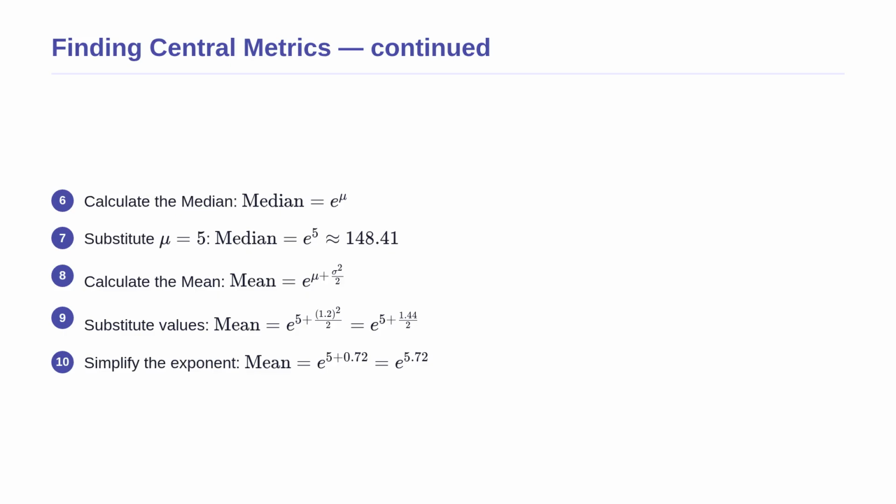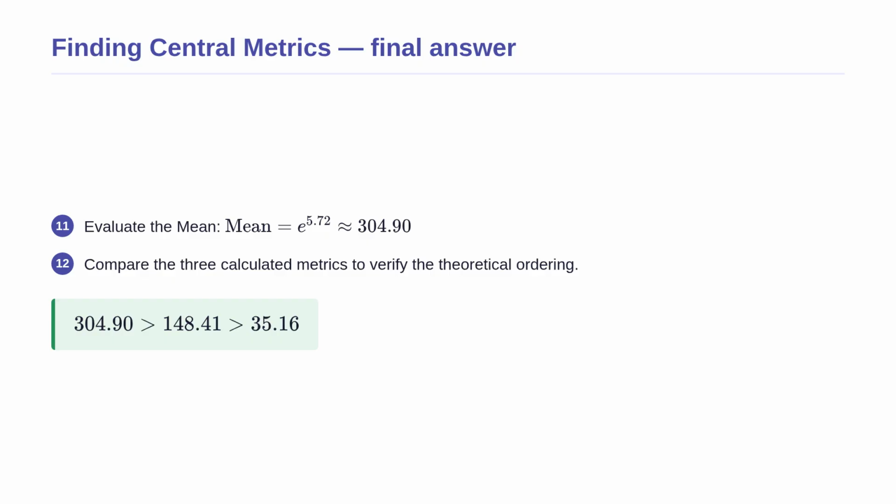Finally, we calculate the mean. We take our squared standard deviation, which is 1.44, and divide it by 2 to get 0.72. Adding this to 5 gives an exponent of 5.72. Raising e to this power gives our mean. Evaluating that final exponent gives a mean lifespan of approximately 304.90 hours. Now we compare our three results.